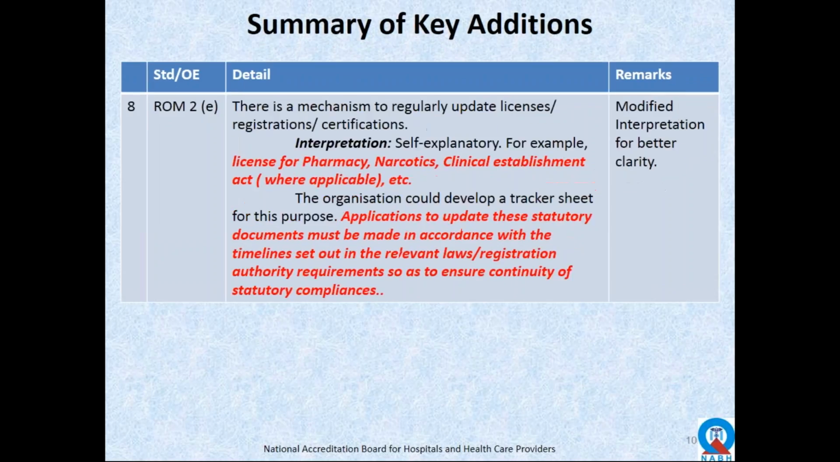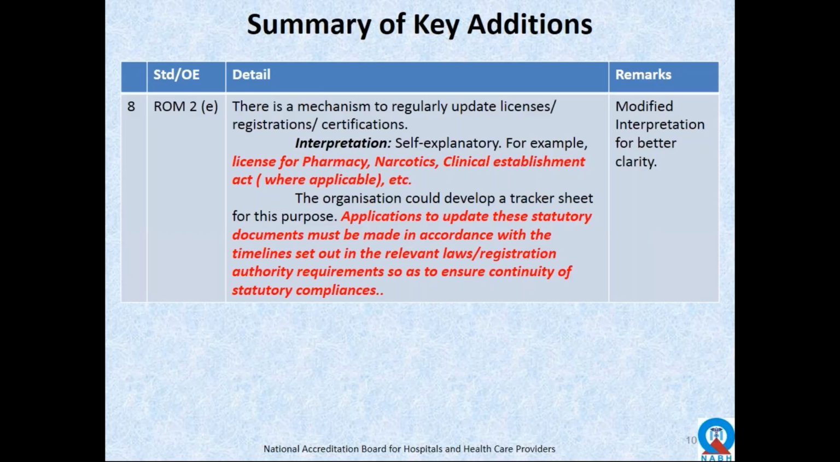ROM2E: there is a mechanism to regularly update licenses, registrations, and certifications. Here the modified interpretation now brings more clarity in asking for timely renewals of applications, so that some of the acts require renewals to be applied before the expiry date. Some of them are okay with applications made a few months after the expiry date. So depending on the requirement of the statutory regulation, the timely renewals have to be made. This is what this particular objective element talks about.